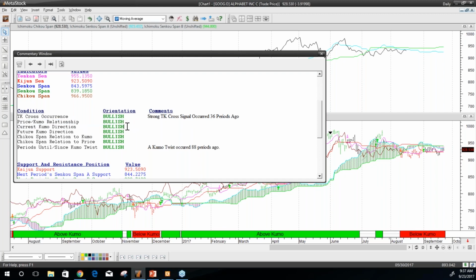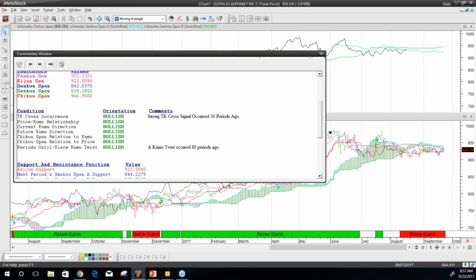The current Kumo direction lets you know what direction the Kumo is around where your price is at right now. So for example, this current Kumo direction is bullish because it's moving up. You also have the future Kumo direction, and this is where the Kumo is pointed towards the future to let you know what's going on there.